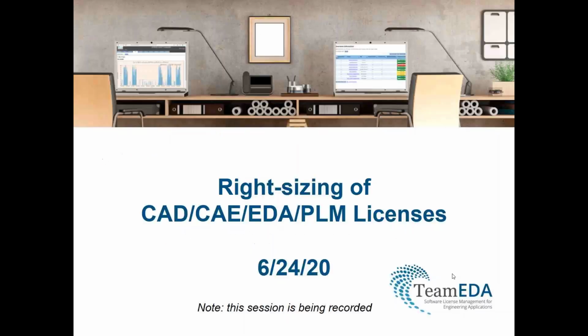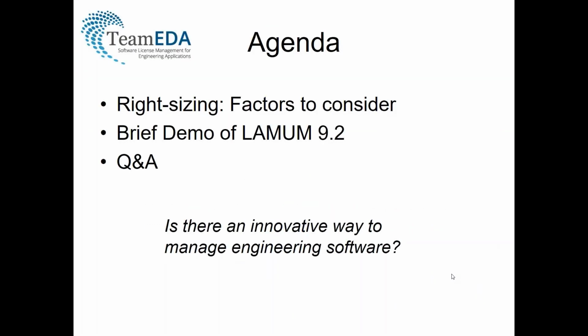So today we're going to focus on how you can reduce the cost of expensive engineering software licenses. We're going to talk about right-sizing and various factors to consider. I'm going to give you a really brief demo of a tool that we have called LAMUM, which allows you to manage the inventory and to collect usage data and that kind of thing. And then we'll have a Q&A session at the end. But what we're really asking you to consider here is an innovative way to manage engineering software.